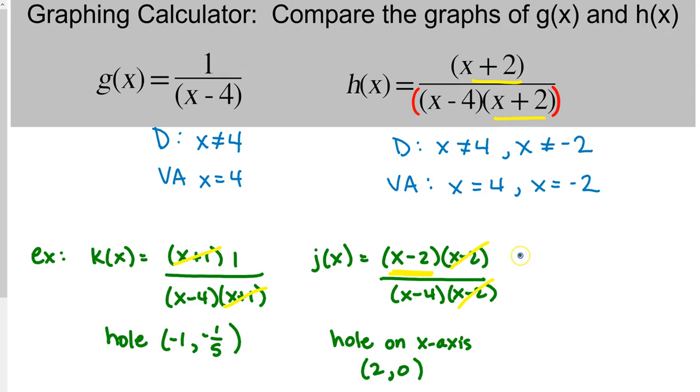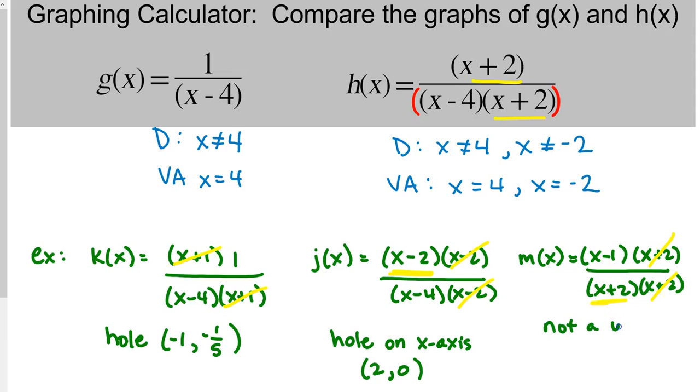Let's look at one more example. Suppose we have m of x, and let's say that this is x minus 1 times x plus 2 over x plus 2 times x plus 2. So you can cancel an x plus 2, but you still have an x plus 2 and it's on the bottom. So that's actually not going to be a hole. Whoops, I almost spelled hole the wrong way. It's going to be a vertical asymptote at x equals negative 2 if you have one of those remaining on the bottom.